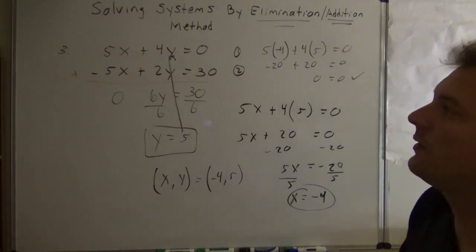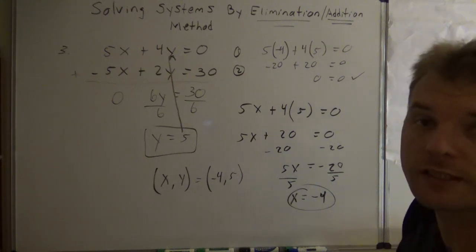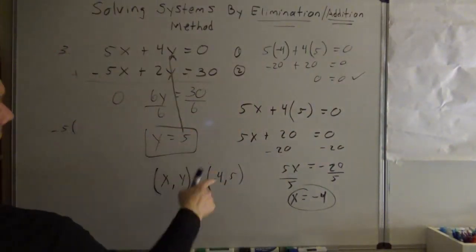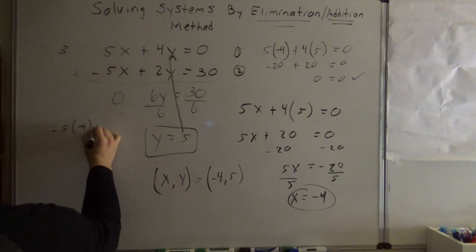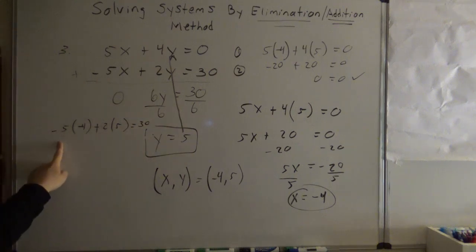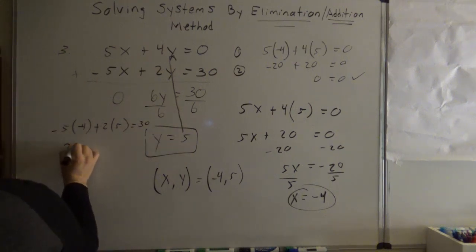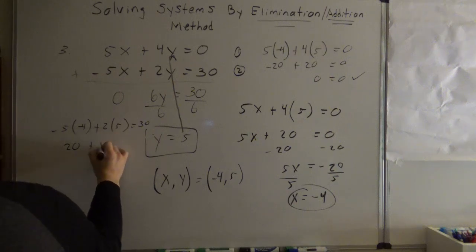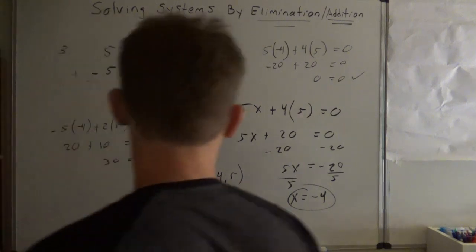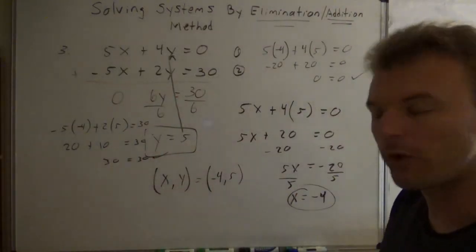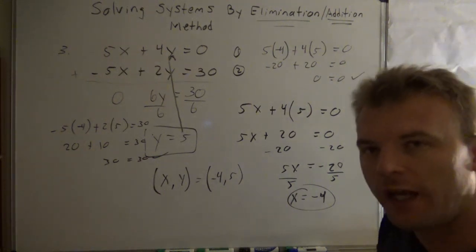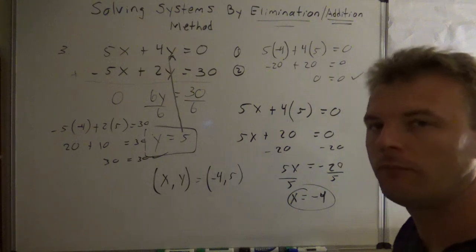If you do it to the second one, it also works as well. So let's see, the second one is -5 times -4 plus 2 times 5 equals 30. Negative times a negative is a positive. 2 times 5 is 10, equals 30. Well, 30 equals 30. Done. So they both have to work. That's the whole idea of this. You're trying to get both of them to work.